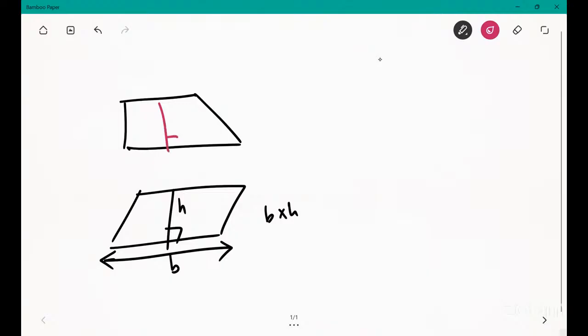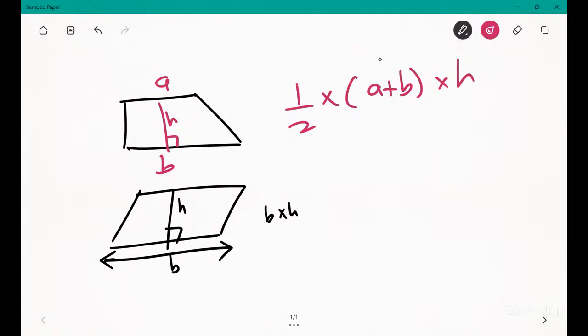If you have a perpendicular height and A and B here, how we find the area is half into the lengths added, the up and down lengths added. So A plus B, into the height, which is H. Sometimes, very rarely, they can give you trapeziums, but usually it's just squares, circles, triangles and rectangles.